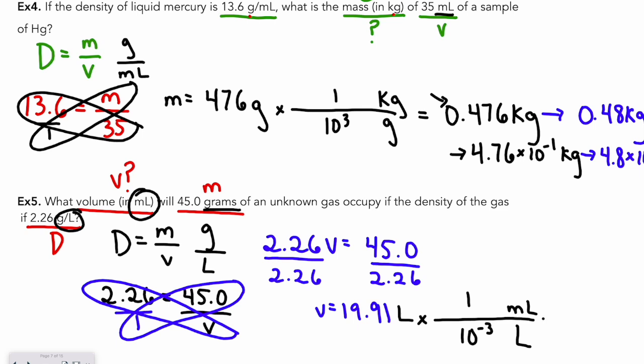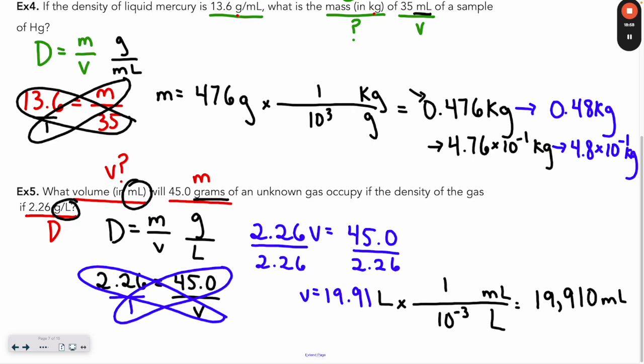So my final answer is 0.01991. Oh, nope, sorry, wrong math. Ignore me. I should have said this and then I would have caught myself. I need to take 19.91, and in my head I just multiplied by 10 to the negative third. That's wrong. It's in the denominator, so I need to divide. So this then becomes 19,910 milliliters.